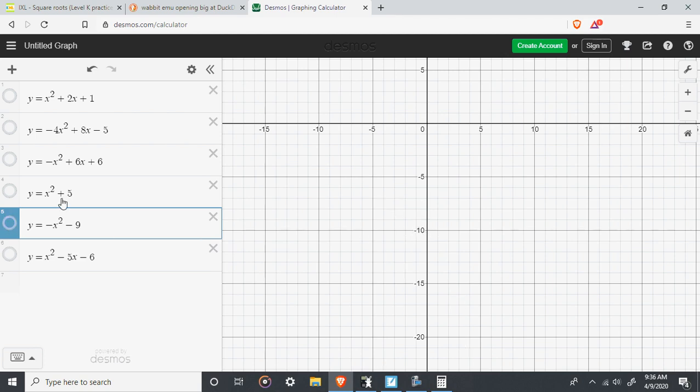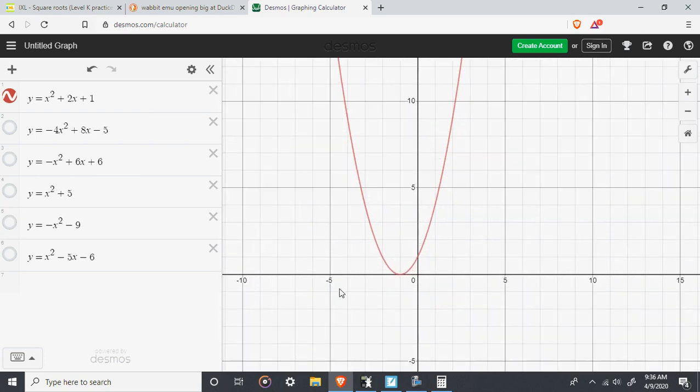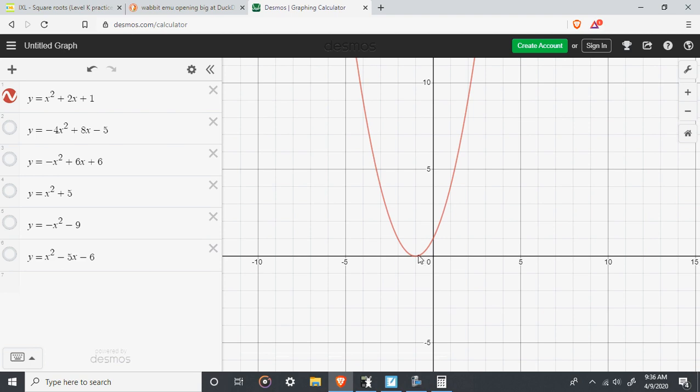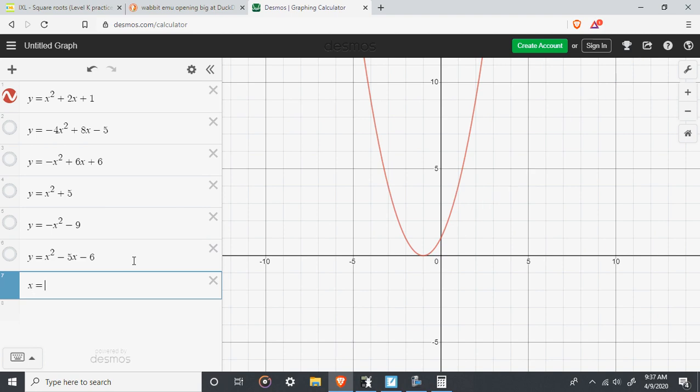So the only other question you're going to be asked today is what is your axis of symmetry? Now your axis of symmetry is pretty easy to find. If you can find the vertex, you can find the axis of symmetry. They said, what's your axis of symmetry? Well, your axis of symmetry is -1. The only thing you need to put in there is x equals. So if I said x equals -1, that's your axis of symmetry.